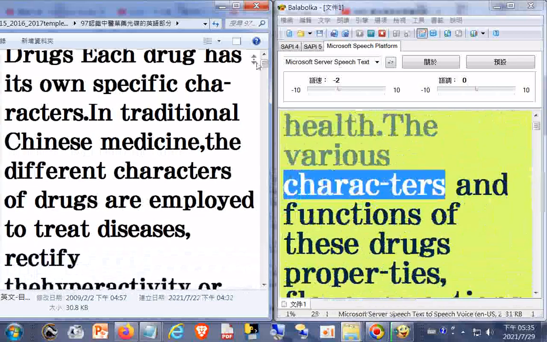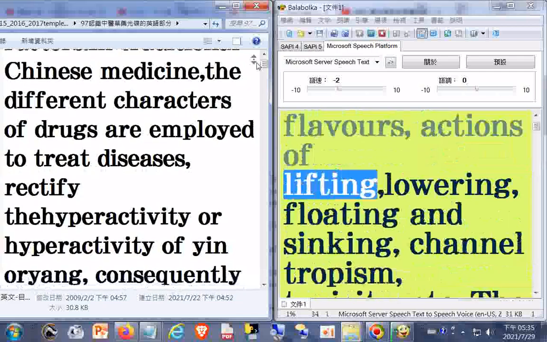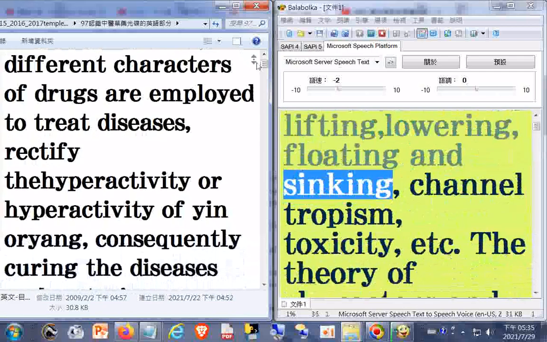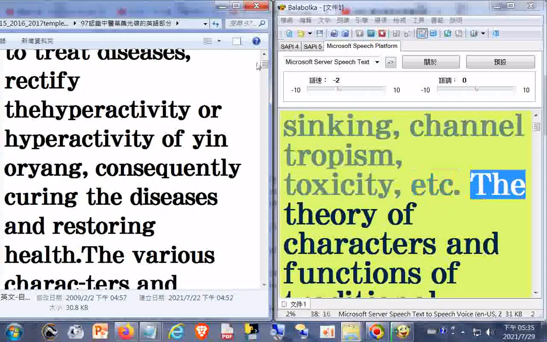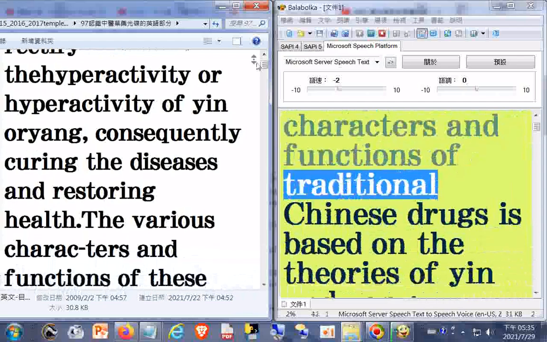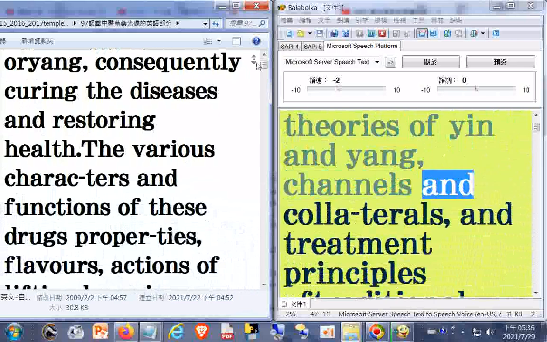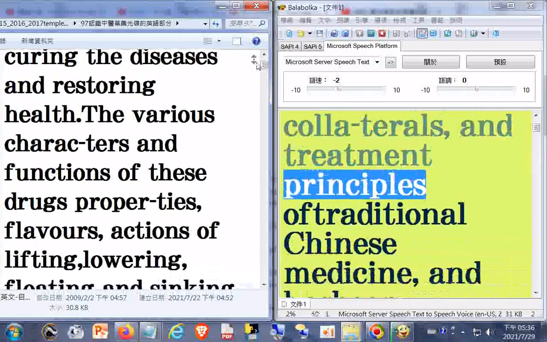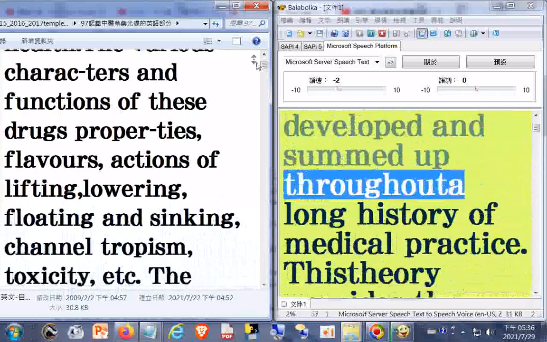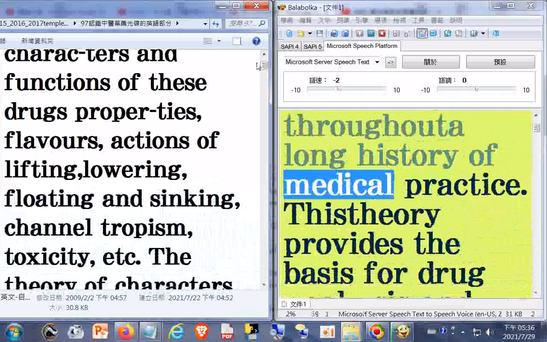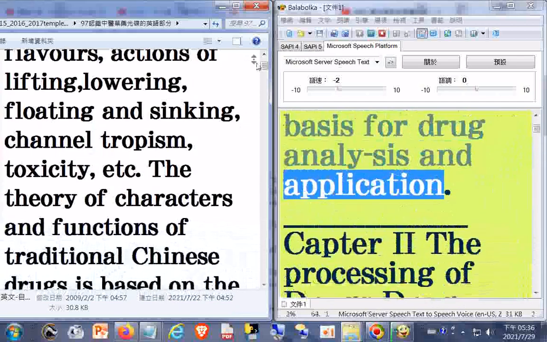The various characters and functions of these drugs include properties, flavors, actions of lifting, lowering, floating and sinking, channel tropism, toxicity, etc. The theory of characters and functions of traditional Chinese drugs is based on the theories of yin and yang, channels and collaterals, and treatment principles of traditional Chinese medicine, and has been developed and summed up throughout a long history of medical practice. This theory provides the basis for drug analysis and application.